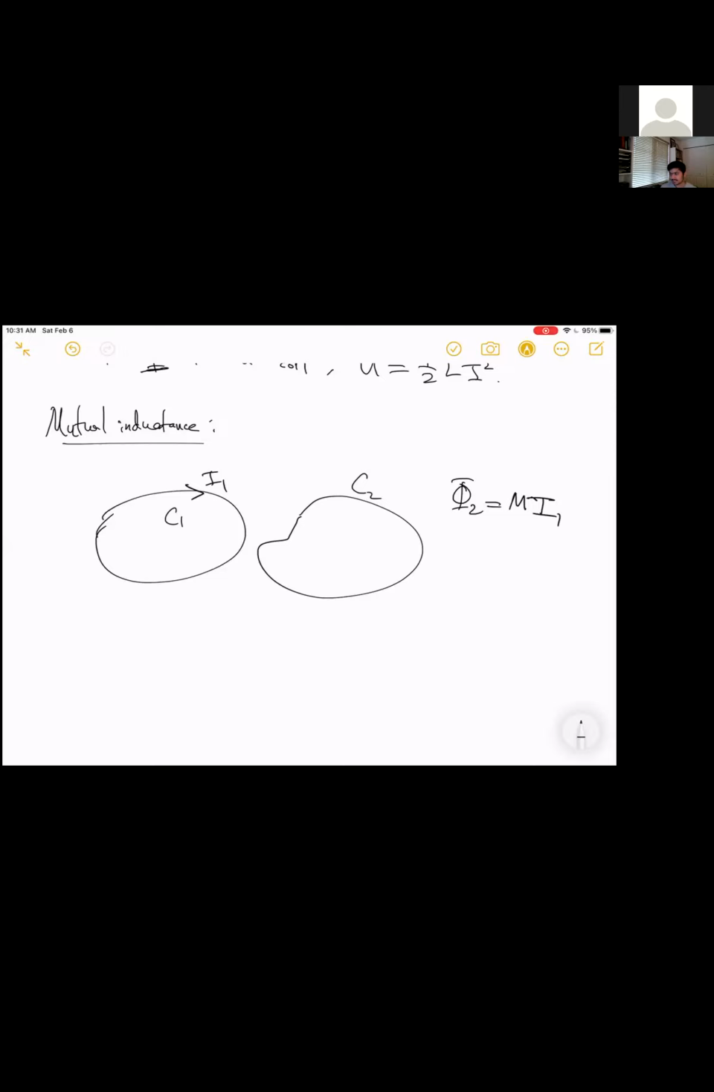I'm not sure, is somebody asking if the mutual inductance formula is experimental? I mean, it is true experimentally. For sure.